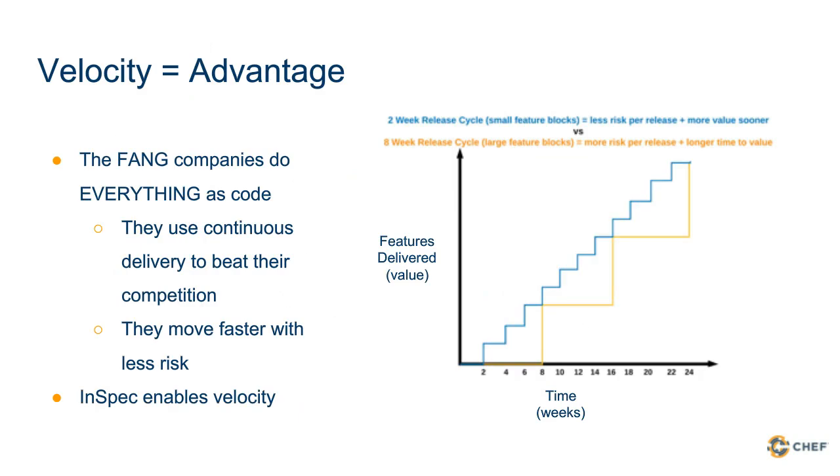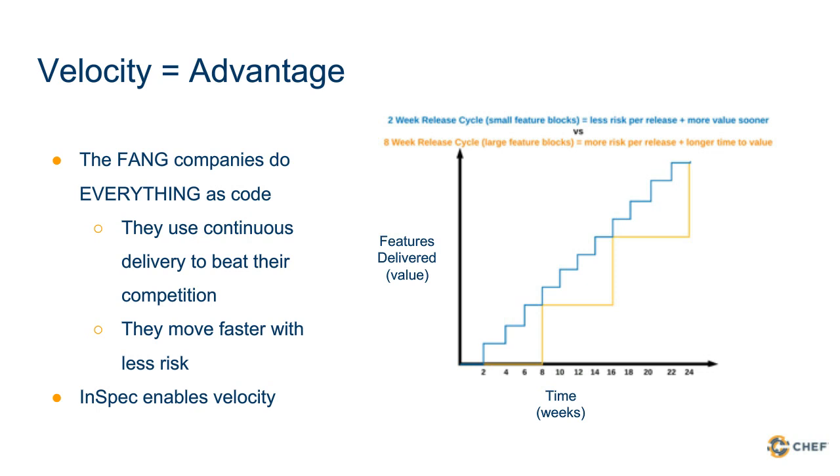All right, let's talk a little bit about velocity. In the market, whether you're government or commercial or nonprofit, velocity equals advantage. Let's agree that what we call the FANG companies, Facebook, Amazon, Netflix, Google, lead their respective markets in large part due to their ability to deliver value faster than their competitors.